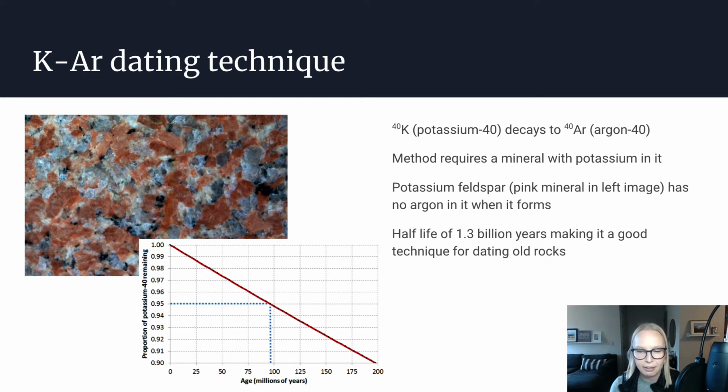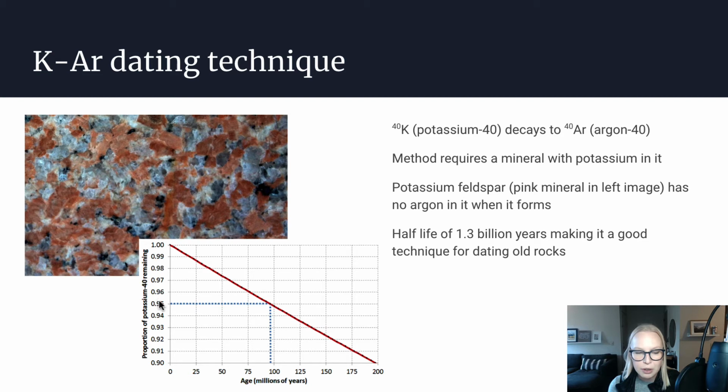Potassium-40 has a half-life of 1.3 billion years, which also makes it a really good technique for dating old rocks. So here is an illustration. This is the proportion of potassium-40 that remains in the rock. You start off with 100%, and then the age in millions of years is across the bottom.